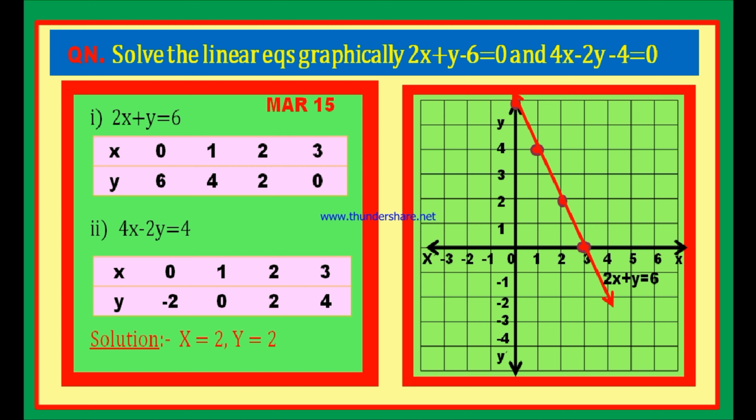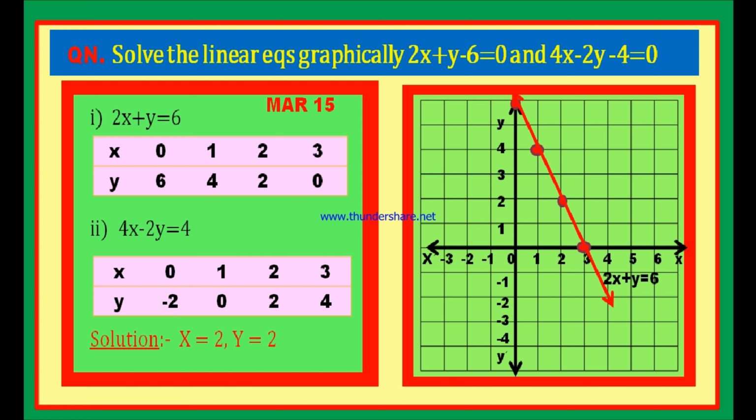Now go for the second equation. The second equation is 4x minus 2y minus 4 is equal to 0. Take this minus 4 to the other side. Then 4x minus 2y is equal to plus 4. Again, let us form a table now. The first row is for x values and the second row for y values. First of all, substitute x is equal to 0. Then 4 into 0 is 0, minus 2y is equal to plus 4, and y is equal to 4 by minus 2, which is minus 2.